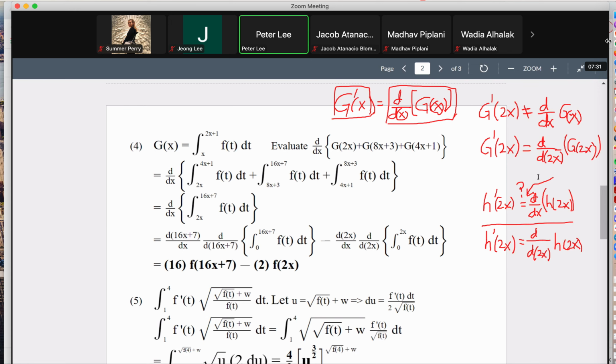Okay, so let me write this down. Let me write incorrect. But on this problem, I wrote it clearly. I wrote ddx here. I did not write g prime of x, because that would create a confusion.